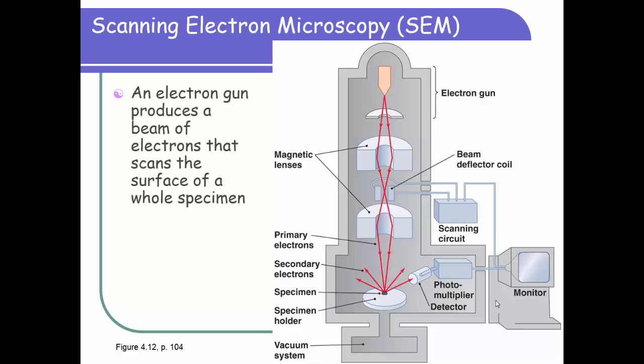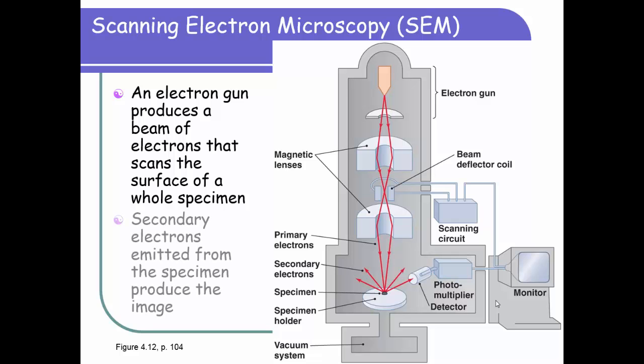The scanning electron microscope has an electron gun that passes the electron beams through electromagnetic lenses and hits the specimen on the surface of our holder. But in this case, what we actually view through the monitor is secondary electrons that bounce off of the specimen to produce the image.